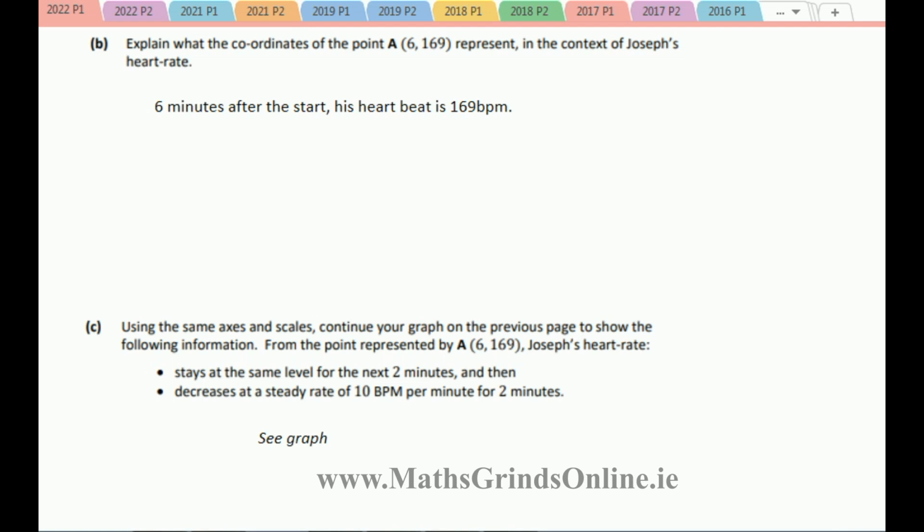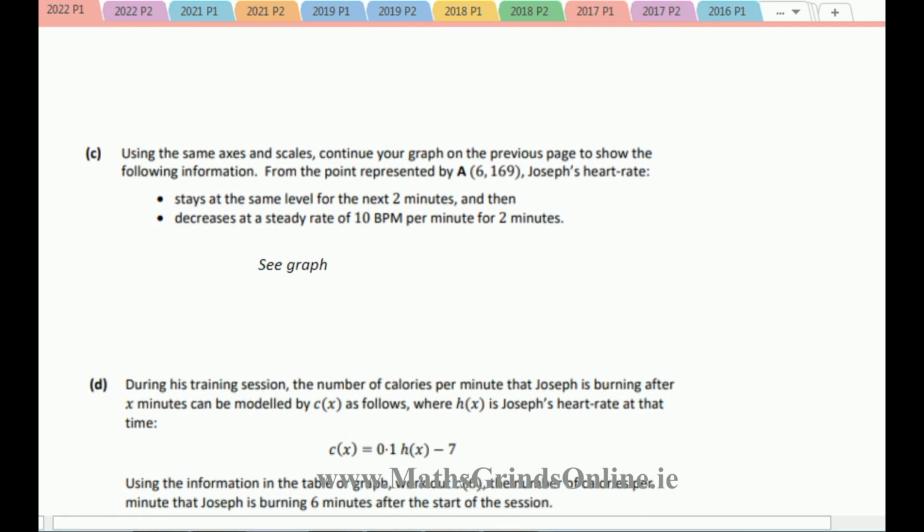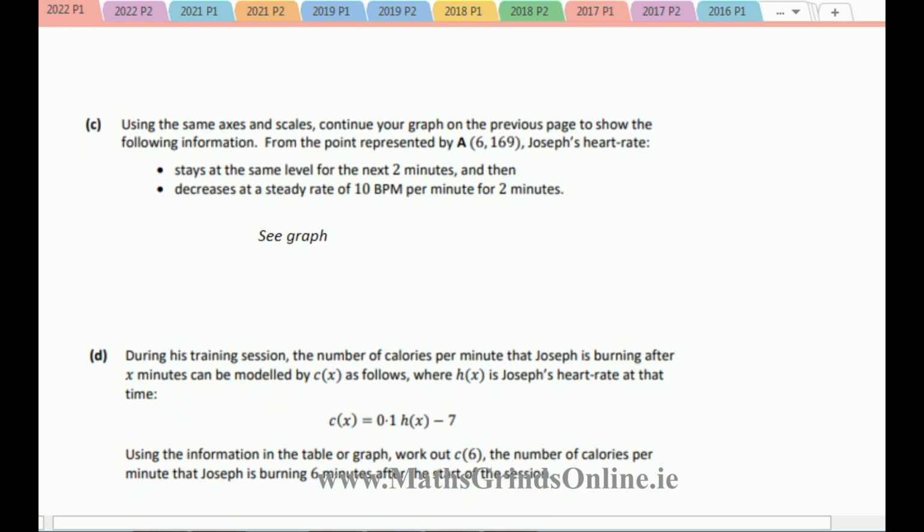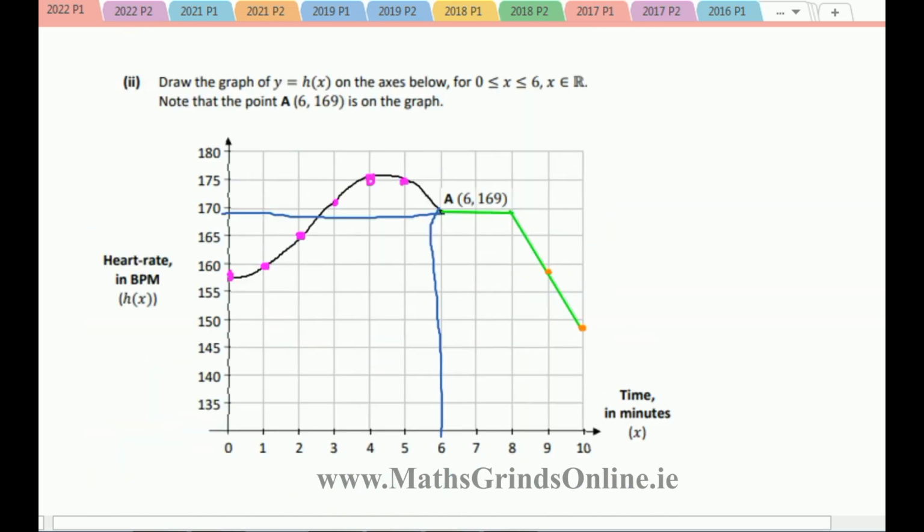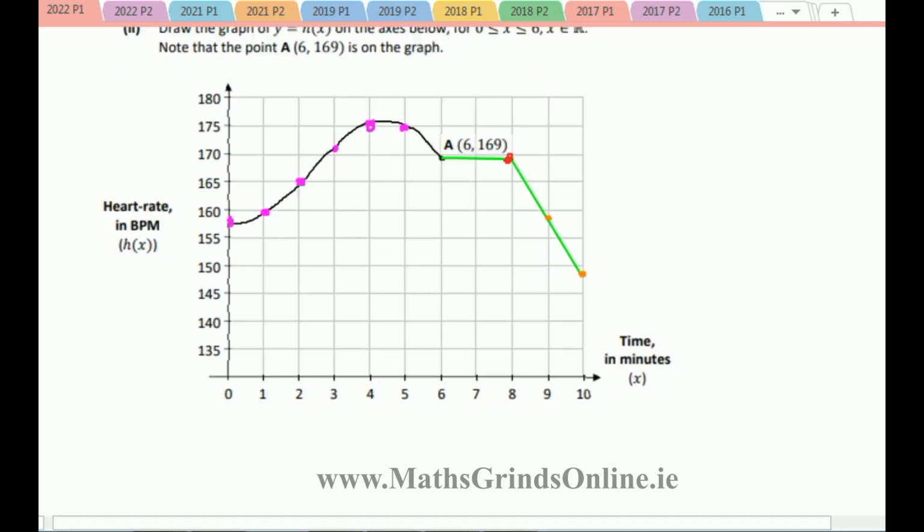Moving on to part C of this question. Using the same axes and scales, continue your graph on the previous page to show the following information. Stays at the same level for the next 2 minutes. So for the next 2 minutes, he remains at the heart rate of 169. From the 6th minute, and then for the next 2 minutes, so at the 8th minute, he's still at 169. You can see that's how that point comes there. I've just joined along there with the green line.